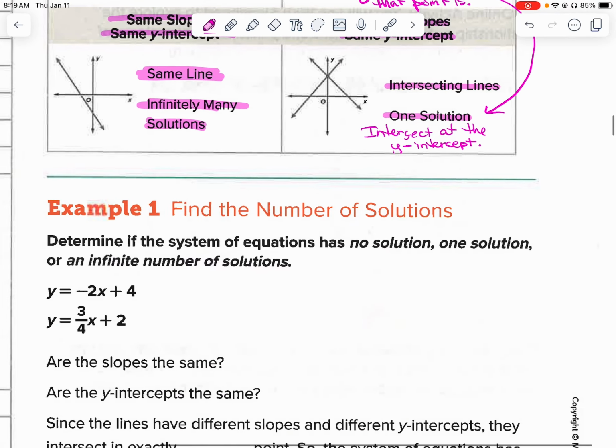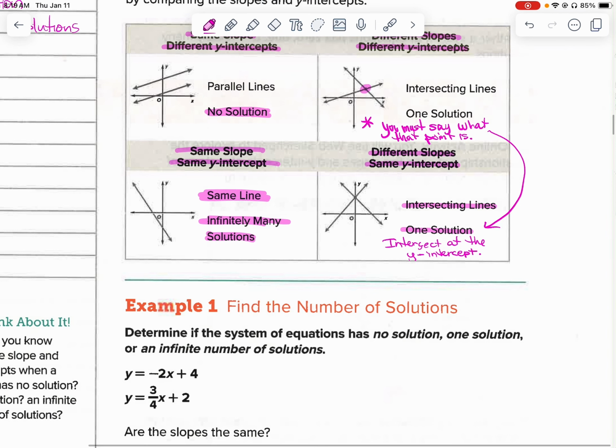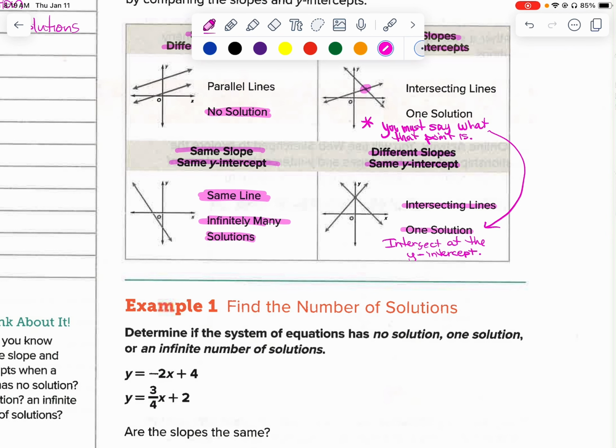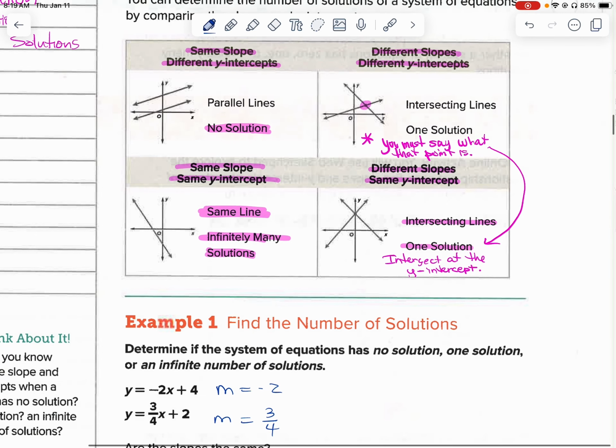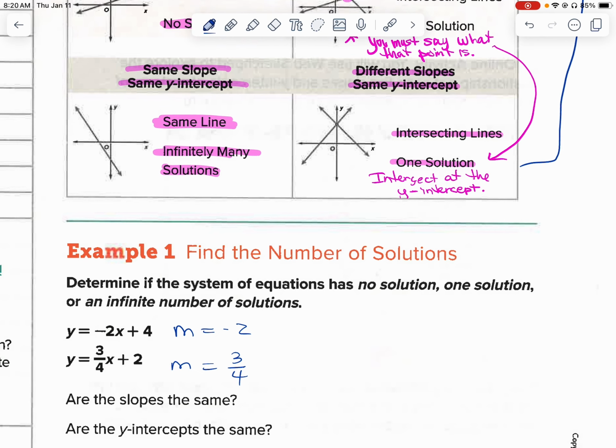So right here, I'm going to look at this. I'm going to say this has a slope of -2. This has a slope of 3/4. If I look at those two slopes, they are different slopes. So I'm going to look up here for different slopes. These two deal with different slopes. Then I'm going to look at their y-intercepts. They're different y-intercepts. So that means it's going to be one solution. We're going to have one solution.